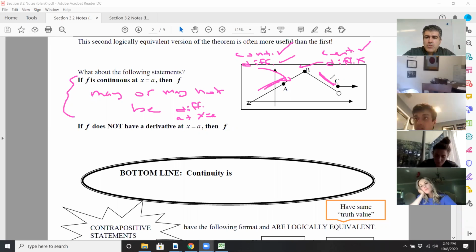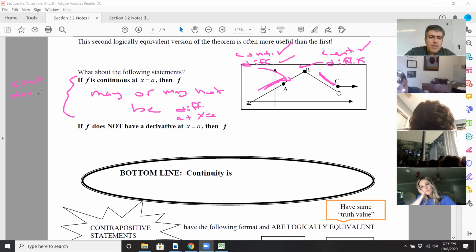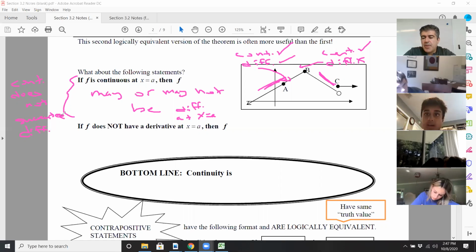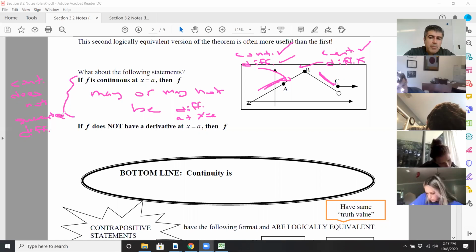So what this tells me is that continuity does not guarantee differentiability. Just because you're continuous, whoop-de-doo, tells us nothing about being differentiable there. I did know if you're not continuous, you're not differentiable. We just proved that about 15, 20 minutes ago. But if you're continuous, fine, but it still doesn't tell me anything about differentiability.